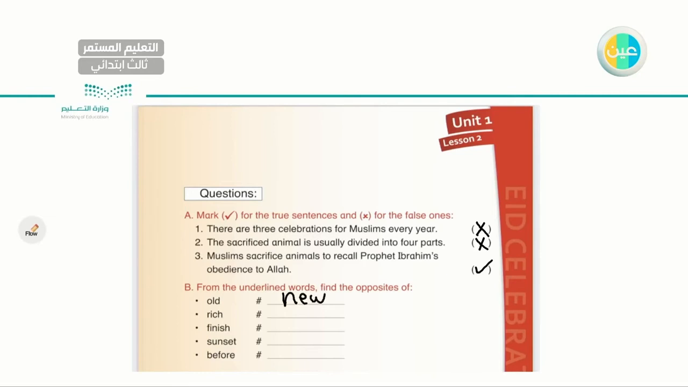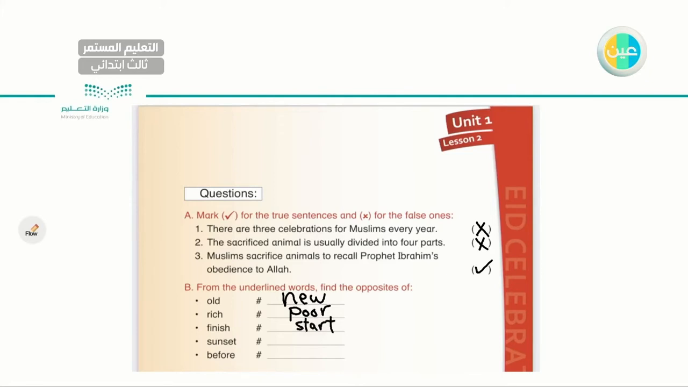Okay. Next one I have is rich. Someone who has a lot of money. What do you think? What's the opposite? It's poor. Very good. It is poor. Excellent. Okay. Third word here I have is finish. Finish. Very good. So finish is the word. What's the opposite? It's start. Very good. It is start.